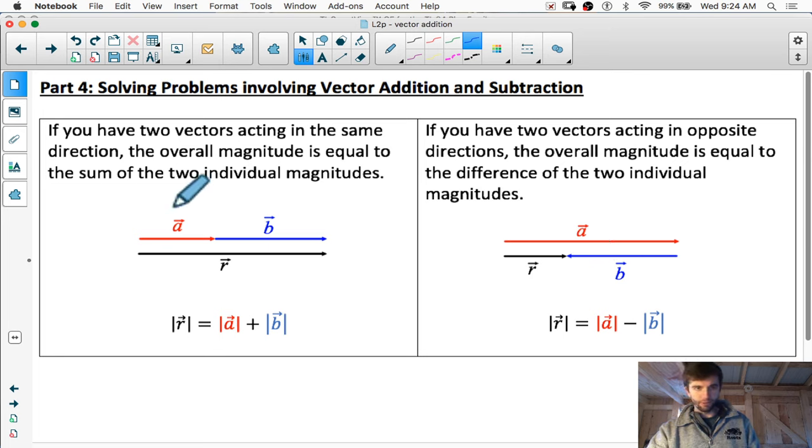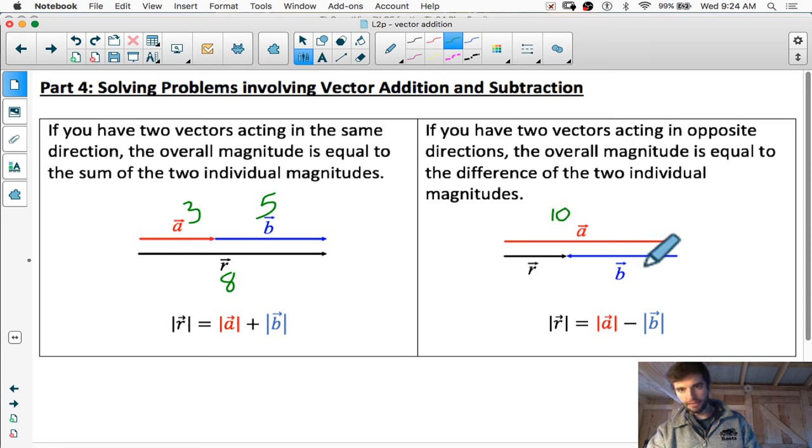That's pretty straightforward. Like if the magnitude of A was 3 and the magnitude of B was 5, let's just make up numbers here, then you could see the length of this resultant would just be 8, right? Simple. And over here, let's say this was 10 and this was 7, well, the resultant would just be 3.